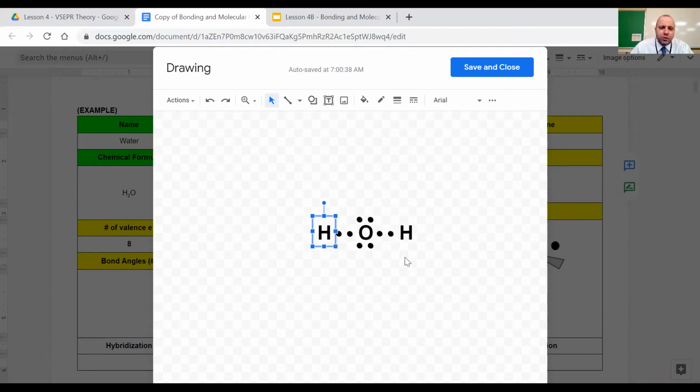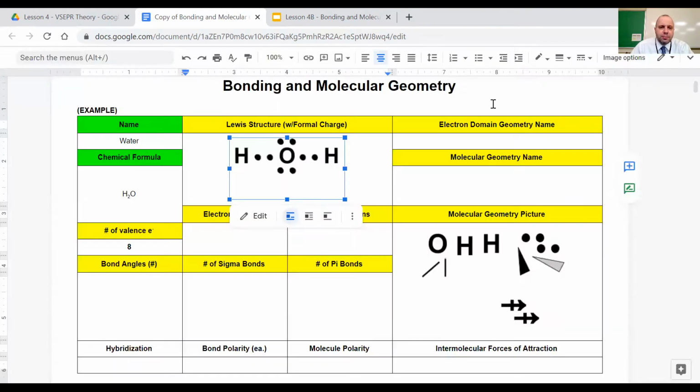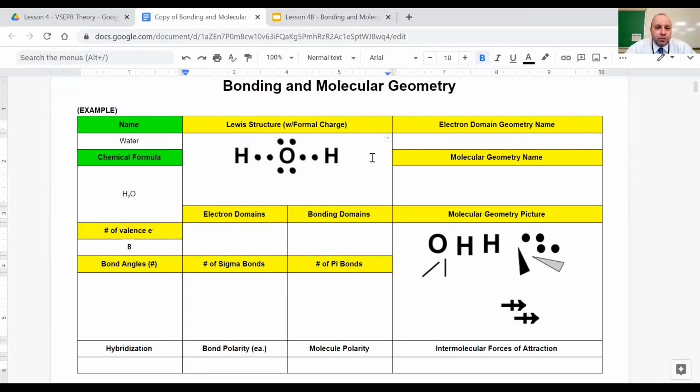And you can also, it's up to you, just select the entire thing and just move it up to the top left corner here. That seems to take up less space on your sheet. There we go. So we have our Lewis structure.